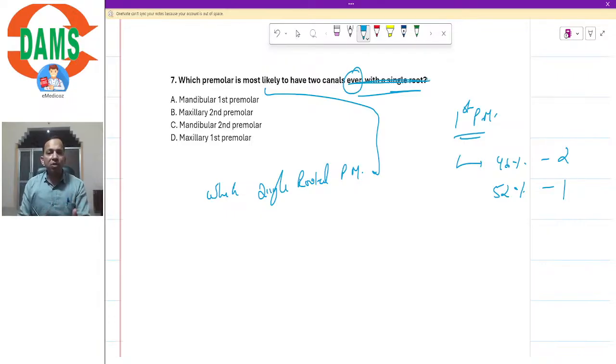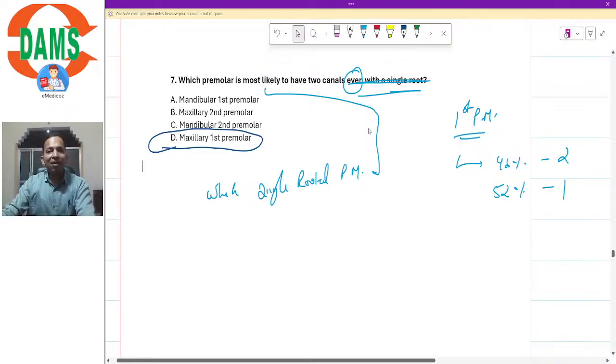अगर ये क्वेश्चन इस तरीके से होता है, which single rooted premolar is most likely to have two canals, then the answer would be maxillary second premolar. ठीक है, तो सिंगल रूटेड प्रीमोलर के बारे में नहीं पूछा है, यहाँ क्या पूछा है, कोई सा भी प्रीमोलर उसकी एक रूट भी है तो भी सबसे ज्यादा उसमें सेकेंड कैनाल्स के चांसेस हैं. सो दिस लैंग्वेज अगेन इंक्लूड्स maxillary first premolar, right? It does not exclude the maxillary first premolar. तो यहाँ पर आंसर क्या हो जाएगा, maxillary first premolar, right?